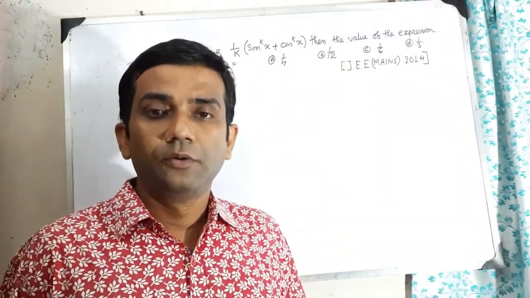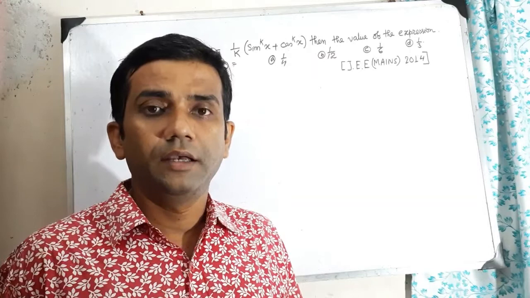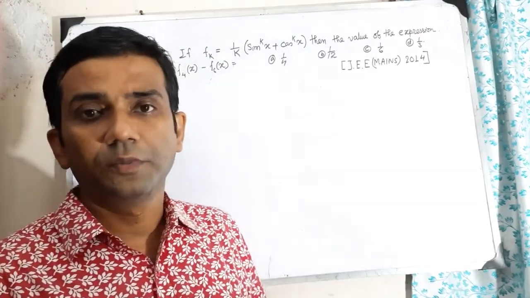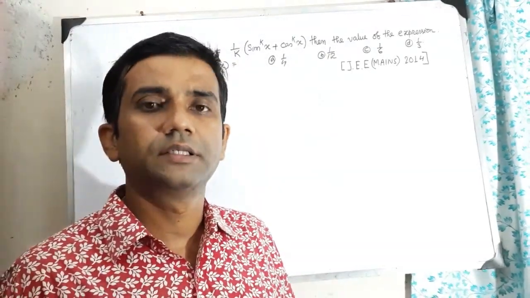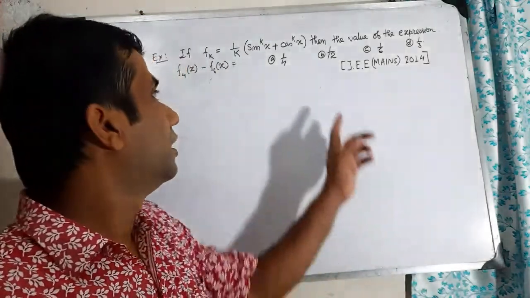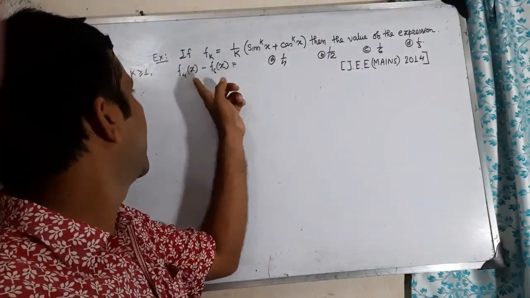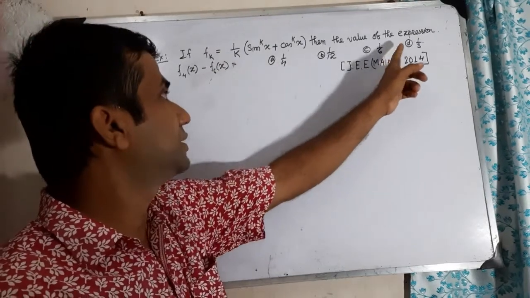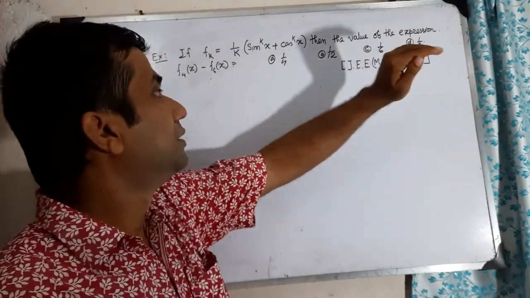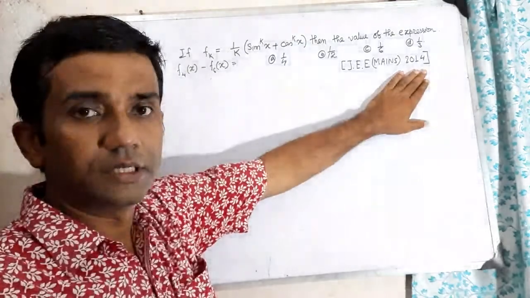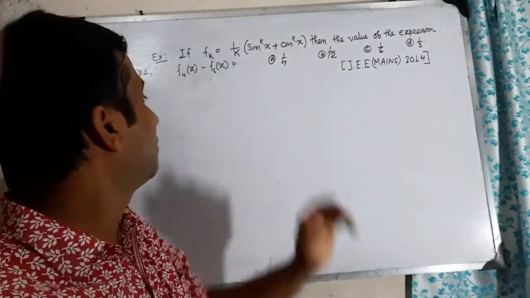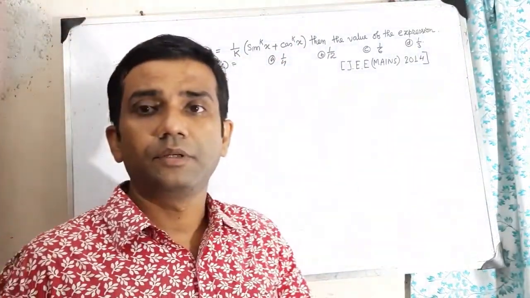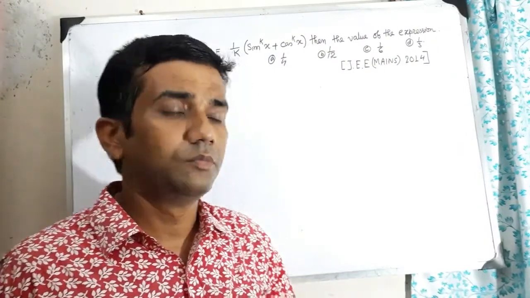This is a very well known problem. F of k is equal to 1 by k (sin to the power kx minus cos to the power kx). Then the value of the expression f4x minus f6x is equal to 1 by 4, 1 by 12, 1 by 6, 1 by 3. This comes in the year of 2014. This is a very well known problem. You know, you can get it from any book.